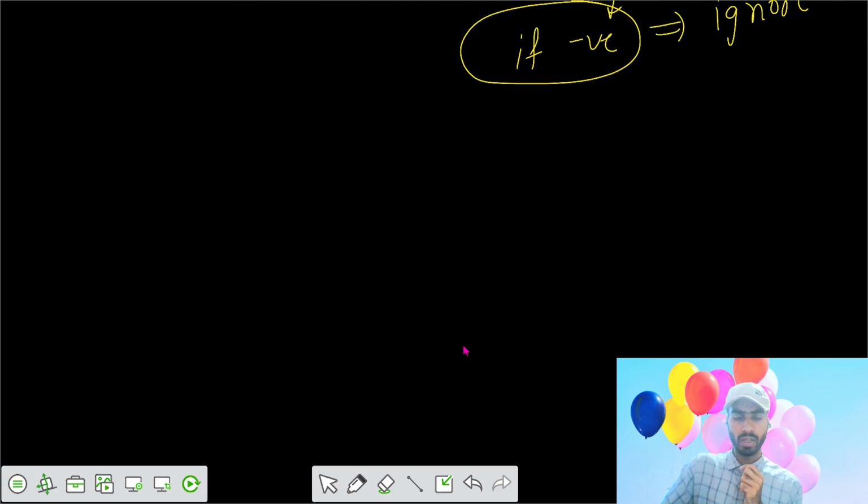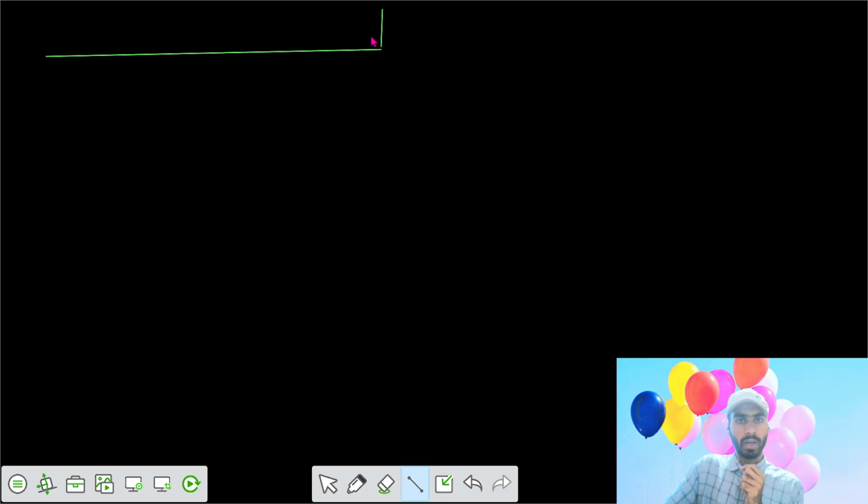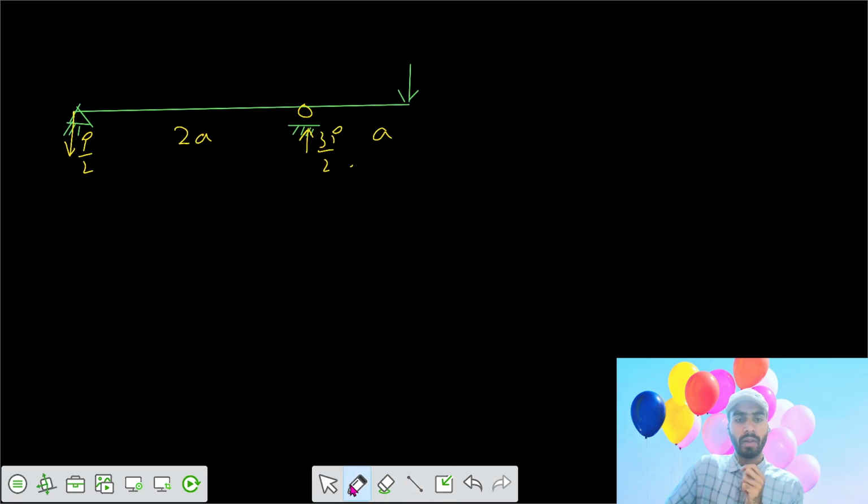We have the question we solved in double integration, the last question. We will be solving the same question by this method now. Let's say this was your point load P, and here the reaction, and this was your support B. The length was 2a and the length was a. The reaction we got was P by 2 downwards, and here the reaction was 3P by 2 upwards.